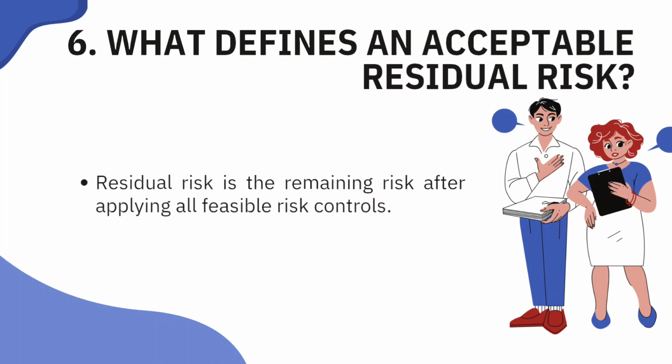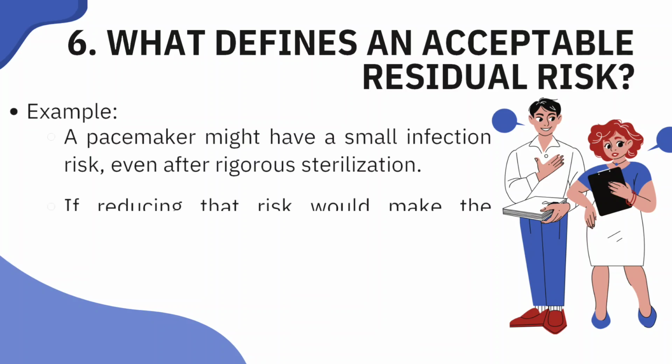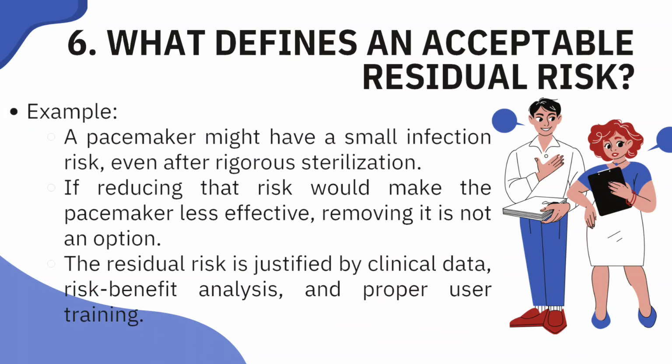Residual risk is what's left after we've done everything feasible to reduce it. It's acceptable if 1. All possible risk controls have been applied. 2. The remaining risk is outweighed by the device's benefits. 3. There's a plan to monitor it over time. For example, a pacemaker might have a small infection risk, even after rigorous sterilization. If removing that risk would mean making the pacemaker less effective, that's not an option. Instead, we justify it through clinical data, risk-benefit analysis, and proper user training.